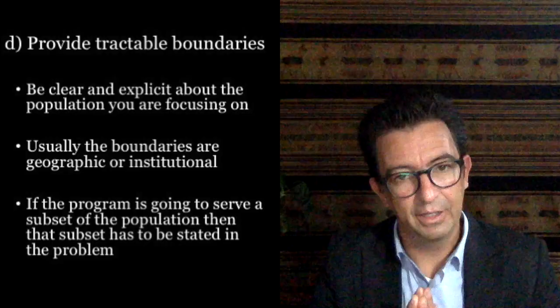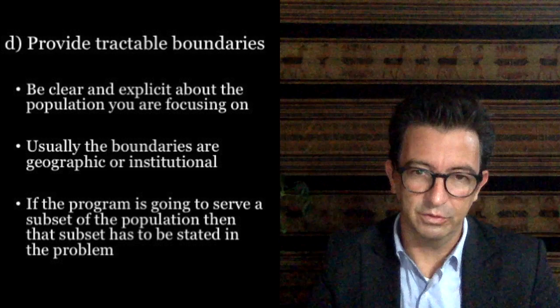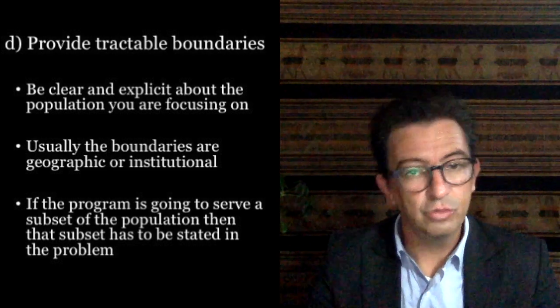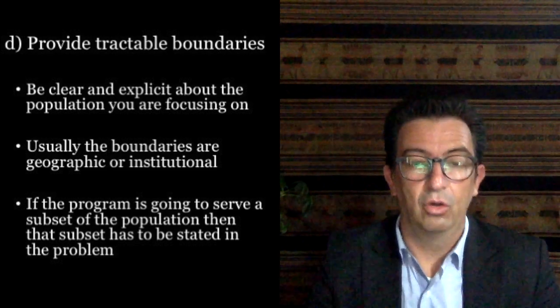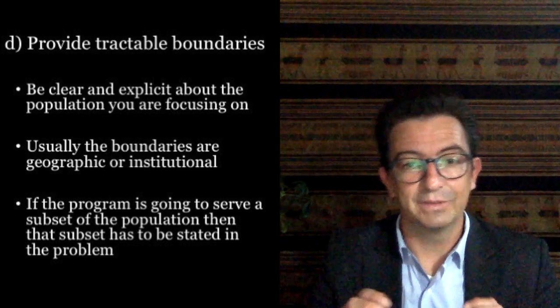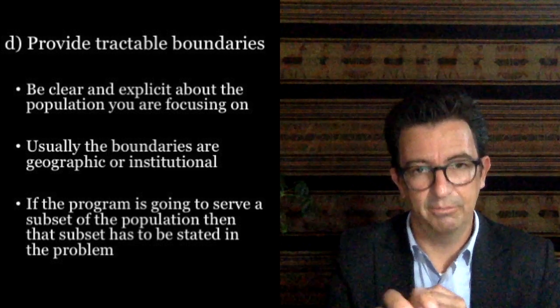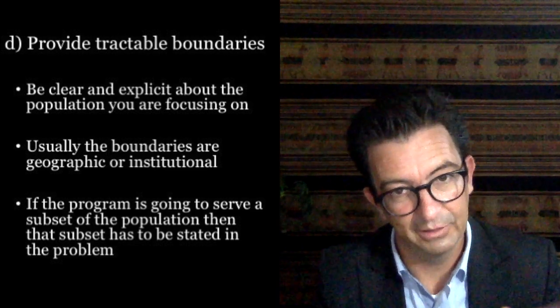The last tip, let's say, or advice on writing your problem statement is to provide tractable boundaries. Be clear and explicit about the population you are focusing on. Usually the boundaries are geographic or institutional. Now, if the program is going to serve a subset of the population, then that subset has to be stated in the problem statement, right? That's redundant, but that's how it needs to be.